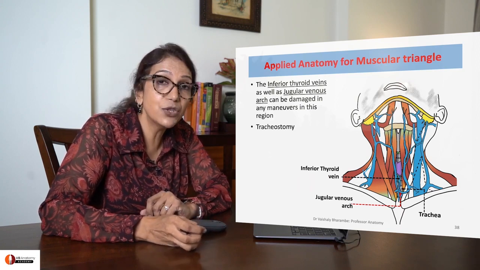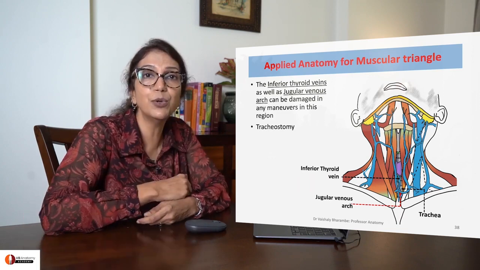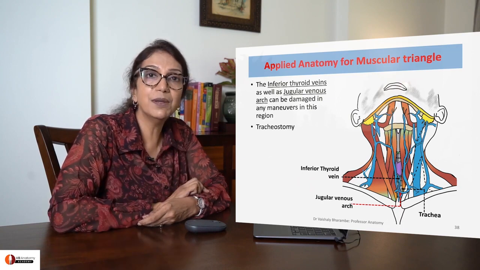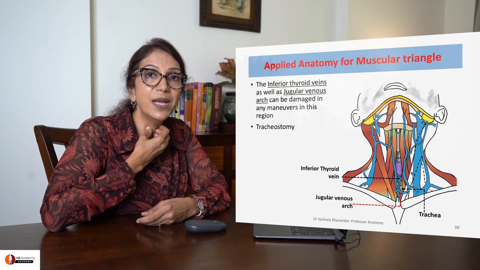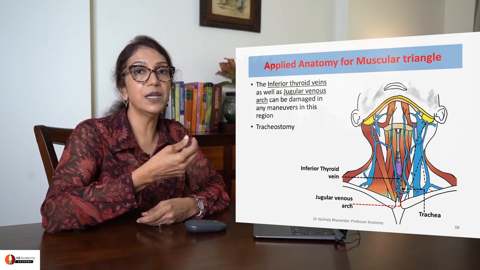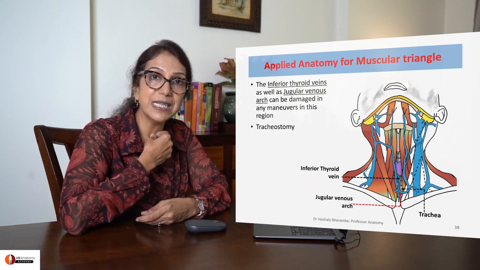Remember, you don't have much time. You don't have the time to read up books and understand the anatomy when you're approaching to do a tracheostomy. So know this anatomy well. Remember, the trachea is quite superficial in the upper part of muscular triangle and quite deep. In case you go for a tracheostomy at a lower level, you would have to go in quite deep.